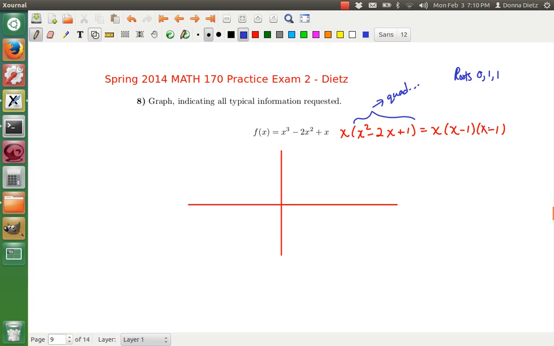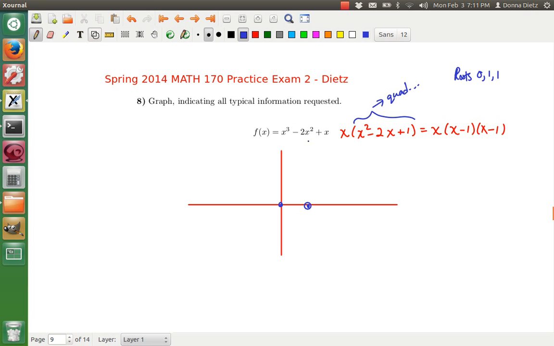Okay, so there's an x-intercept and a y-intercept at the origin, and then there's a double root here, and the way I draw that is a dot with a circle around it to remind myself that it's a turnaround point. So I don't know at this point if it turns around underneath or above, but it's going to turn around.